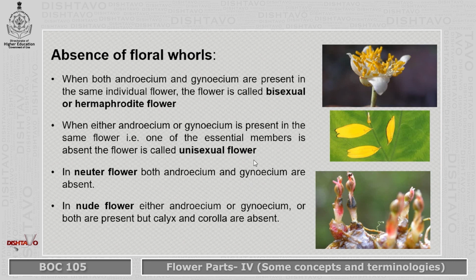In neuter flower, we have both androecium and gynoecium absent. That means both essential whorls are absent. Then the flower is called neuter flower. The flower is called nude flower when both calyx and corolla are absent, and only androecium and gynoecium are present.